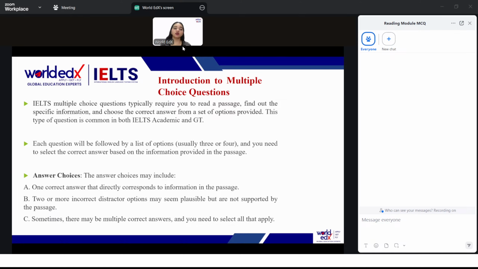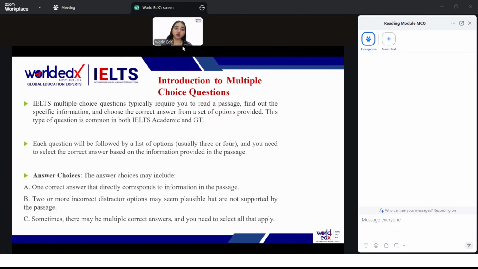The other kind is where two or more distractor options may seem plausible but are not supported by the passage. Sometimes you might feel that one or two options are very closely linked with the correct answer, but they are nothing but distractors. If you read closely, you will be able to find some discrepancies, and in that way you will be able to tell that half of the information is correct, but the other half is incoherent, or does not align with the passage or the question. So this is another kind of multiple choice question that comes in the passage.